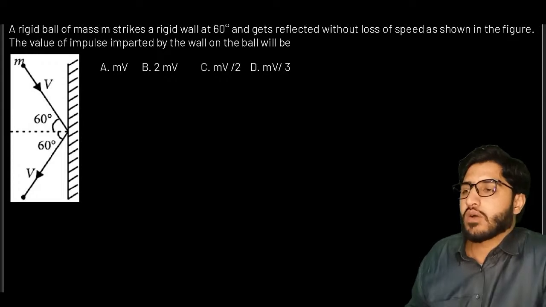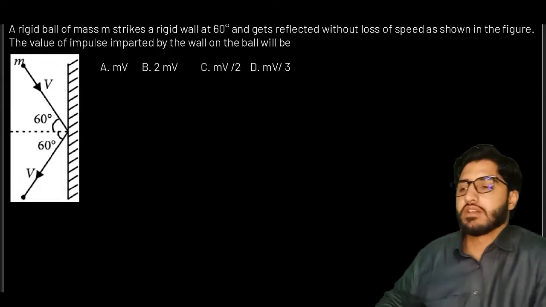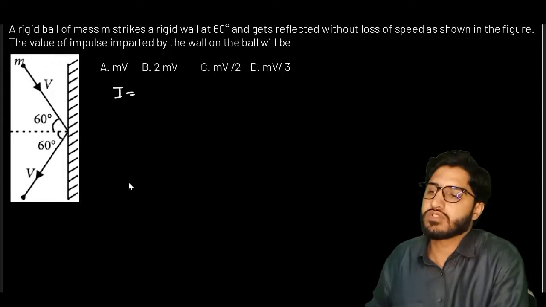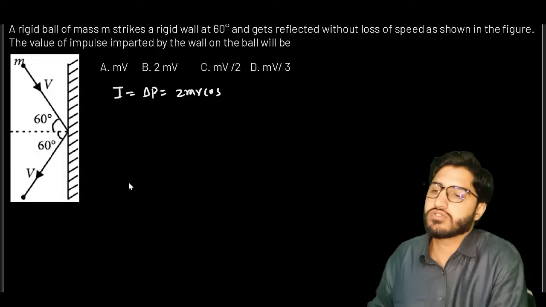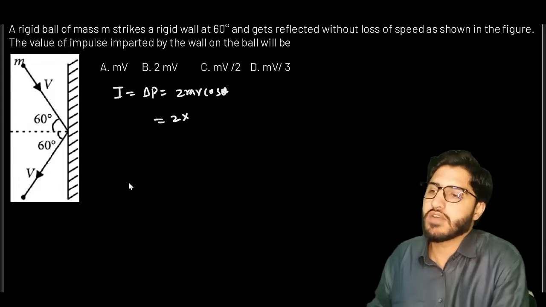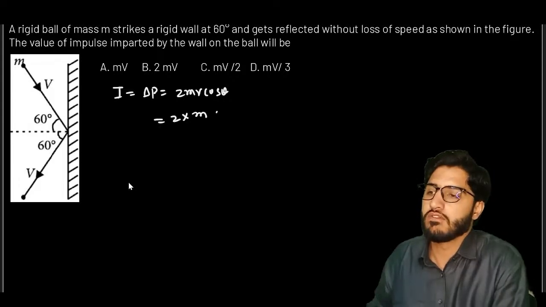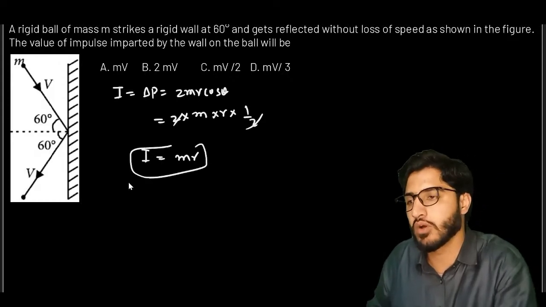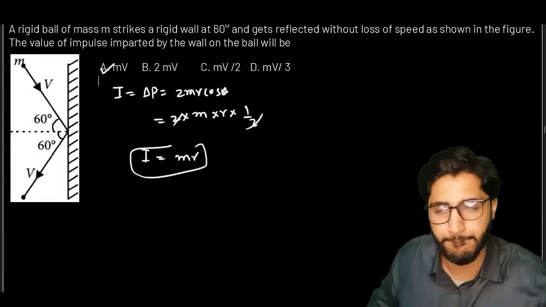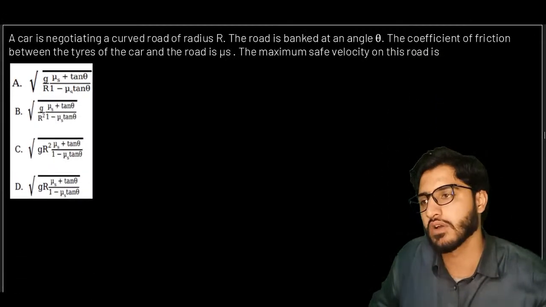So we have to find out the impulse. Impulse is change in momentum, right? So impulse equals change in momentum, and that equals 2mv cos theta. 2 is 2, mass is given to be m, v is v, cos 60 is 1 by 2, cancel out. So my impulse came out to be how much? It is mv only. So my option A is correct. Clear? Okay, now this one.